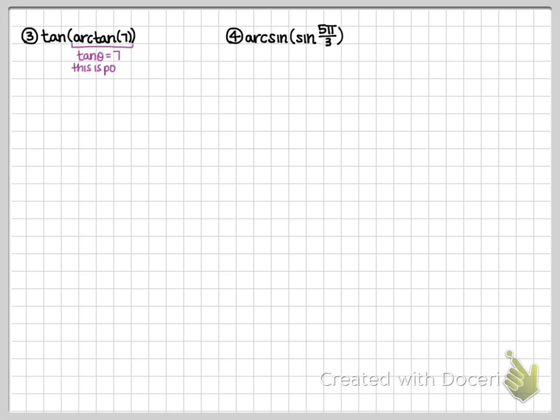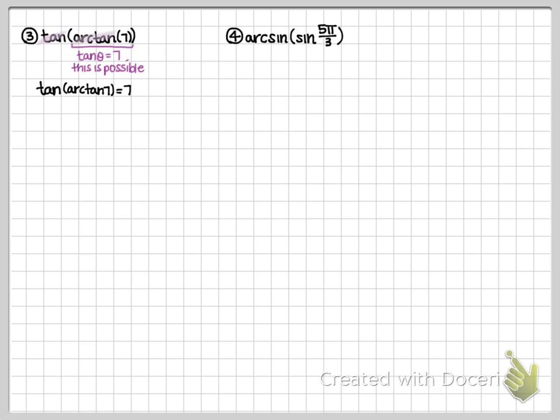I'm not going to do any work. I'm just going to do more thinking than anything else. Because this is possible, and this tangent and this arc tangent are inverses of each other, I am just going to go ahead, cancel out the tangent and the arc tangent, and I'm just going to write my answer, which is 7.